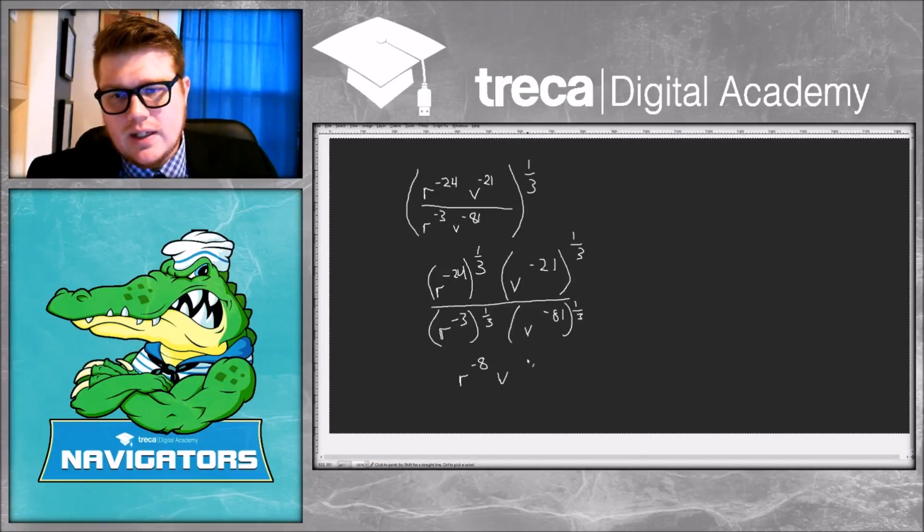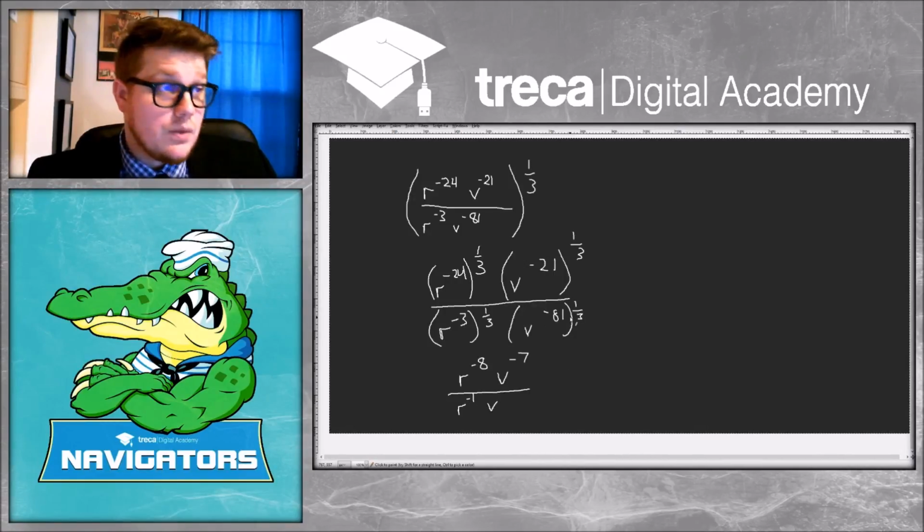So we'll think about it that way for v. v to the negative 21st divided by 3. Negative 21 divided by 3 is negative 7. We have r with negative 3 times 1/3, which gives us r to the negative first power. And v, negative 81 divided by 3. This is a tougher one.